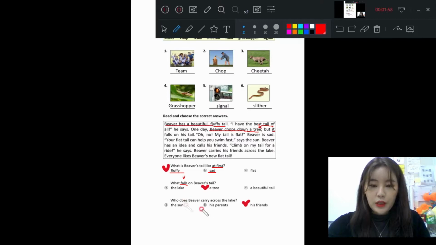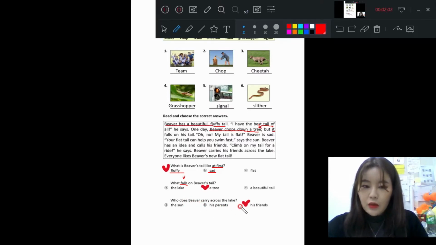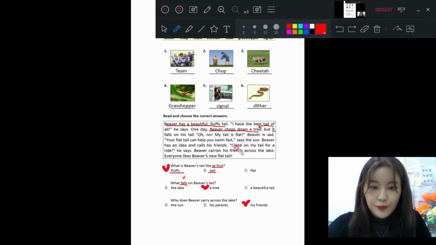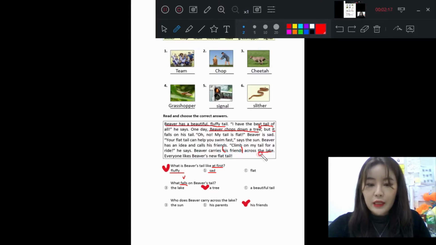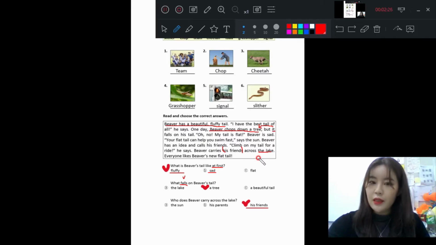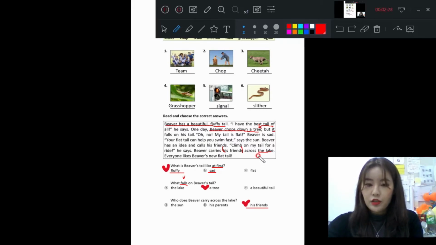Third question. What does beaver carry across the lake? Let's see the word of lake from the passage. There we go, the lake here, right? So, beaver carries his friends across the lake. So the answer is going to be C. Now, only if you look at the passage really carefully, the finding answers are not that hard here, okay? Good job, guys. We're gonna move on.